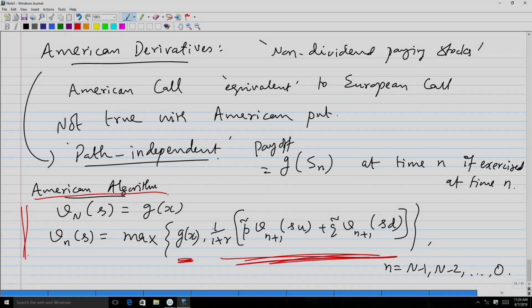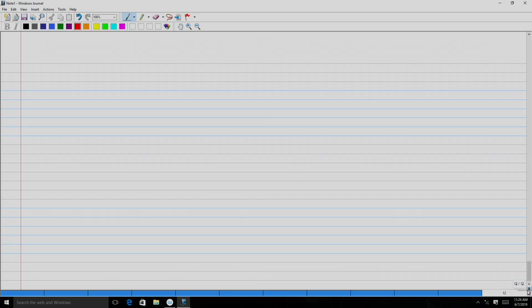Exactly the same holds even if you have any generic derivative instead of g of s n. If I take any f n measurable random variable as the payoff at time n, then I just have to replace this g of x by that appropriate random variable. That is what we will do. Okay. So, now let us take the example.